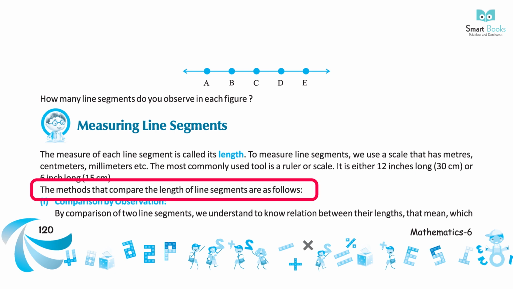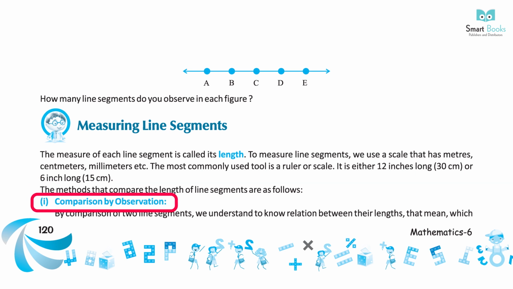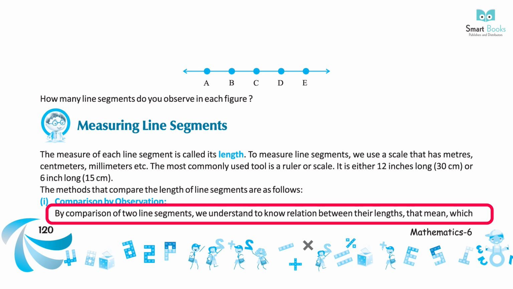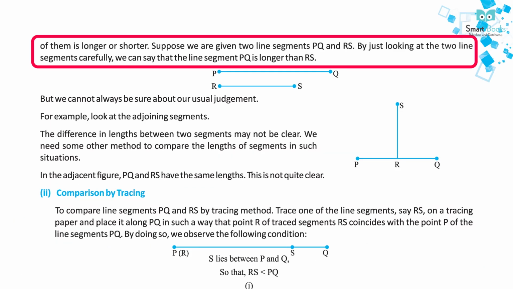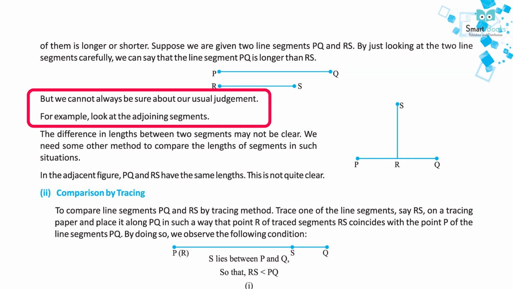The methods to compare the lengths of line segments are as follows. First, comparison by observation. By comparison of two line segments, we want to know the relation between their lengths, that means which of them is longer or shorter. Suppose we are given two line segments PQ and RS. By just looking at the two line segments carefully, we can say that the line segment PQ is longer than RS, but we cannot always be sure about our usual judgment.